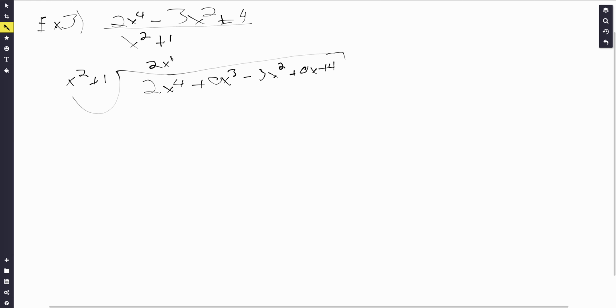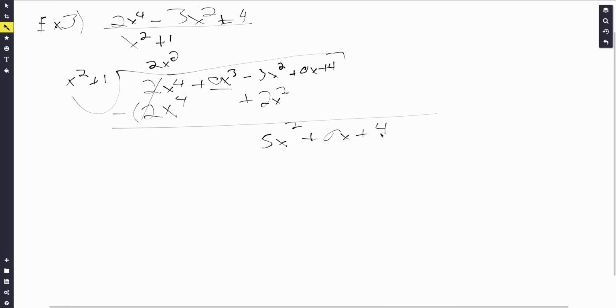So this would be 2x squared, and this 2x squared multiplies right here. That becomes 2x to the 4th, and when we do this multiplication, we also have this 2x squared term left right here. So we have to add this 2x squared, so that would cancel out this term. And then we can leave this 0x cubed because we just use it as a filler right here. So this would leave us with 5x squared plus 0x plus 4.